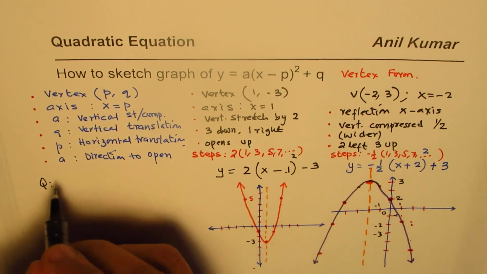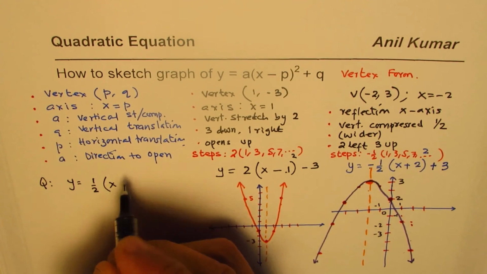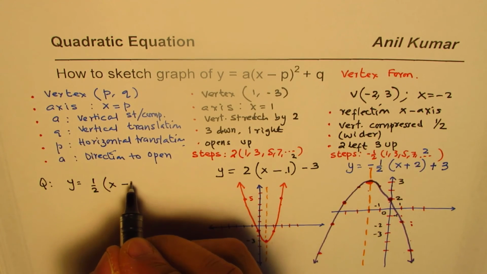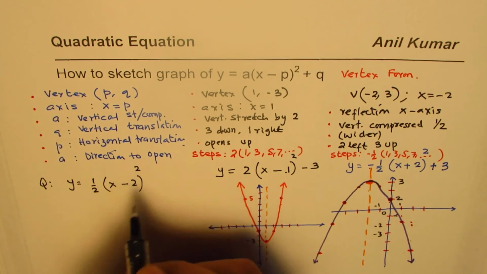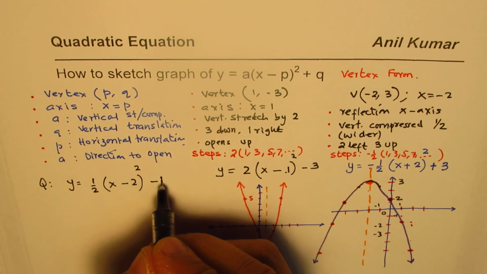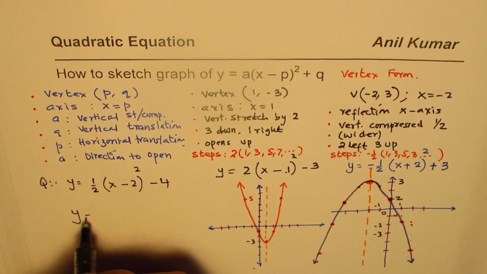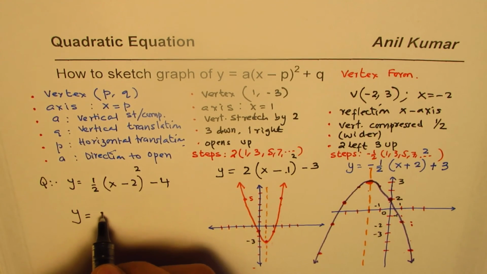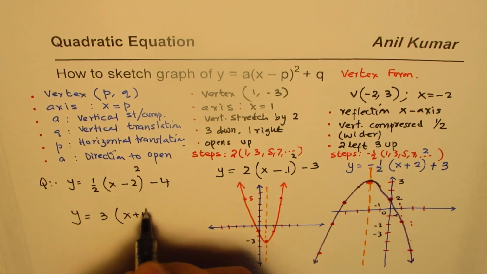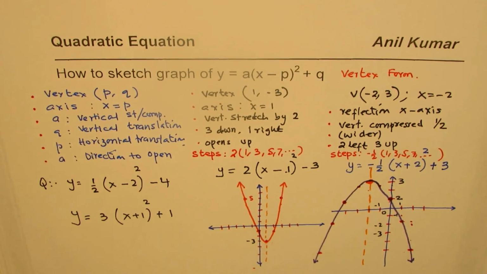You need to sketch the graph of y equals, let's say, half of (x minus 2) whole squared, and let it be translated downwards by, let's say, 4 units. Let's say this is your question 1, and then also try y equals 3 times (x plus 1) whole squared plus 1. Okay, so you can use these two as examples to practice.